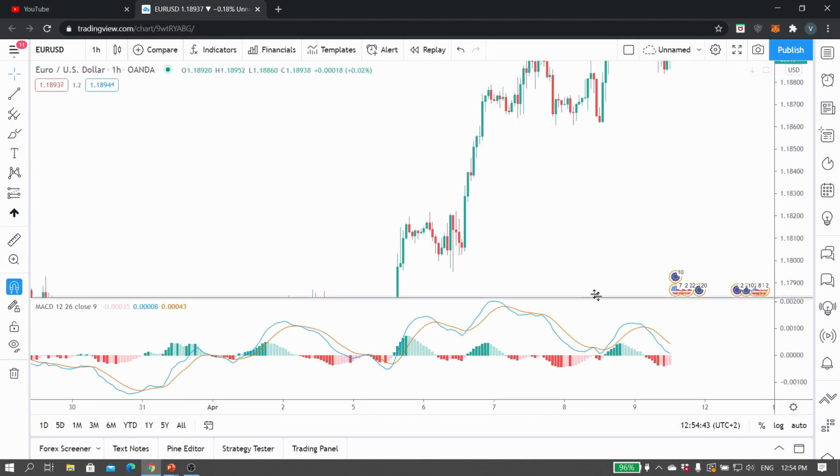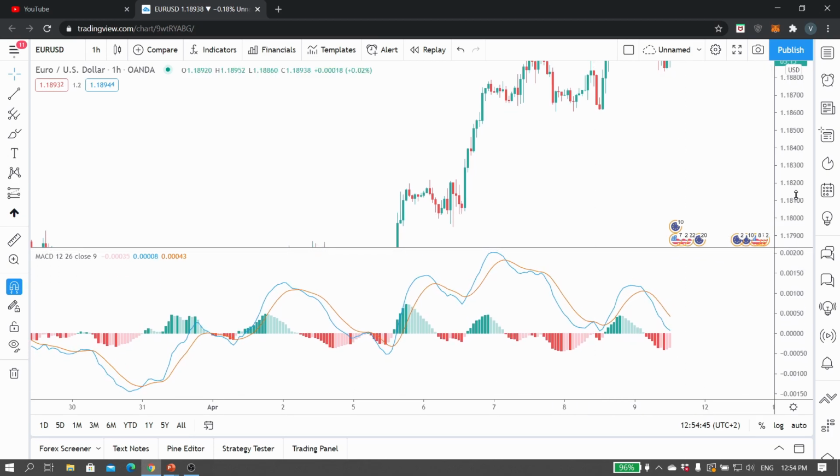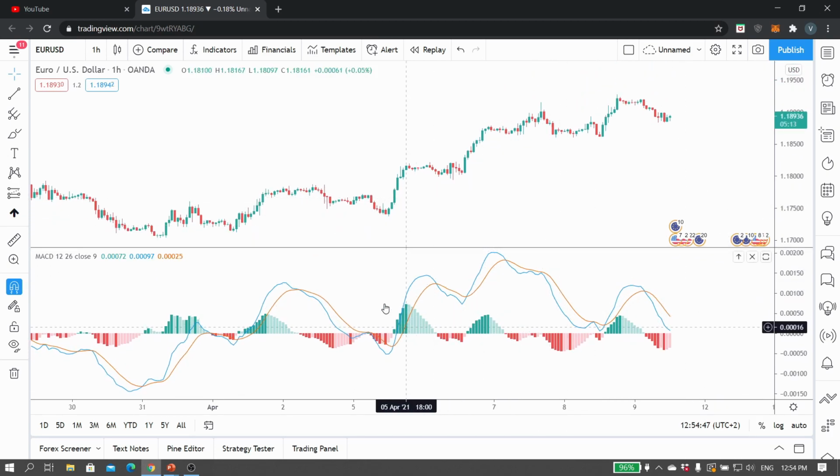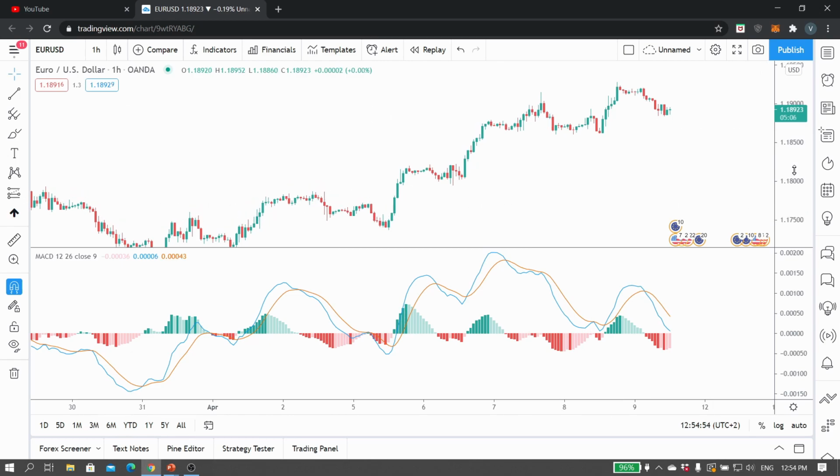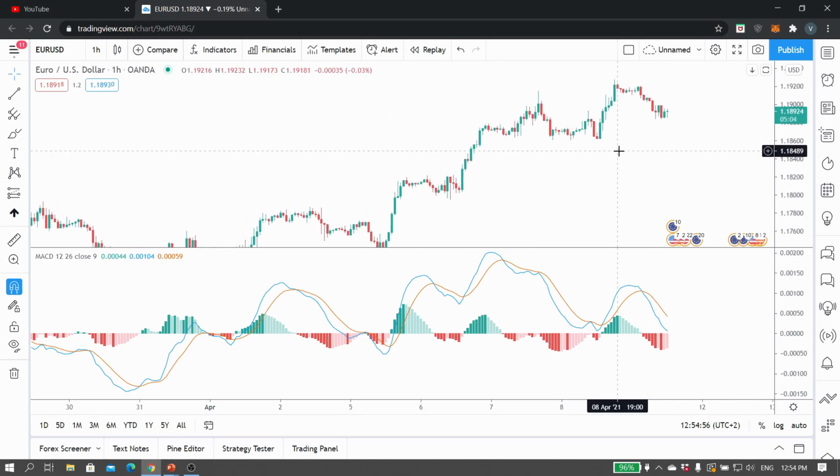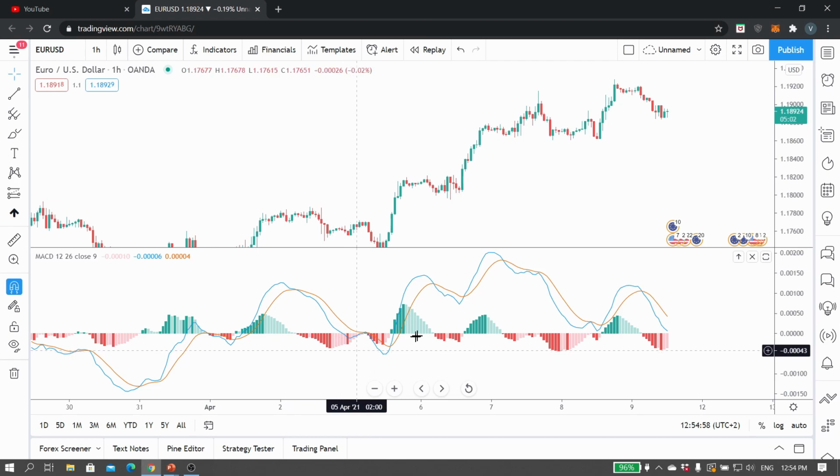So this might be recognizable because this is the same I used in the slides. This is the Euro USD, one of the most traded pairs. So here you have the MACD with its inputs.